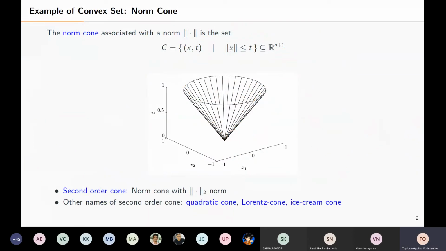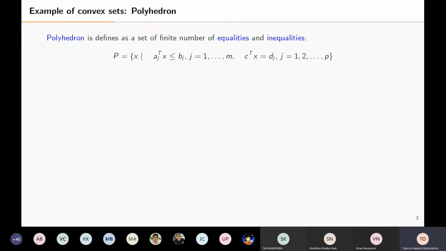Sometimes it's called a quadratic cone, Lorentz cone, or ice cream cone. Depending on the papers, you can see a variety of names given to this. Now another geometric object we are interested in is something called a polyhedron.